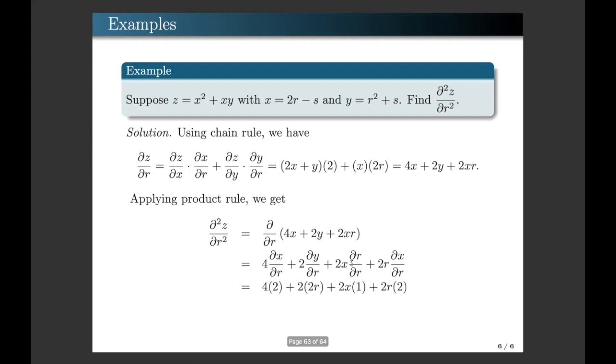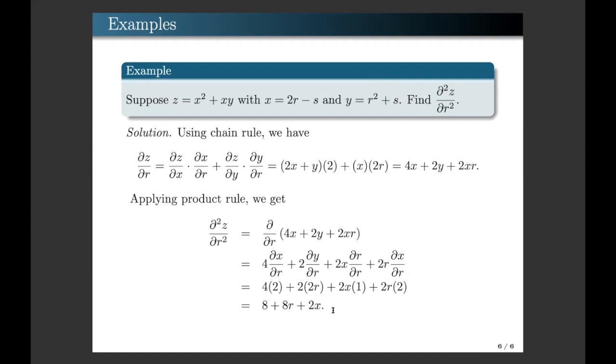So we have here 4 times the partial of x with respect to r. Again, we look at this expression. That's why it's 2, plus 2 times, what's the partial of y with respect to r? Again, looking at this expression, that's 2r. Plus 2x times 1, plus 2r times, again, the partial of x with respect to r is equal to 2. So, simplifying this expression, that gives us 8 plus 8r plus 2x.